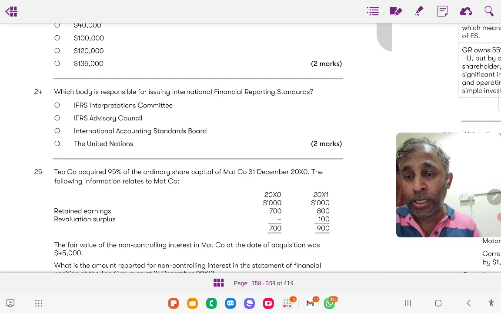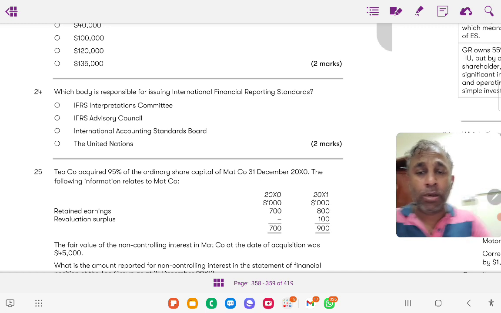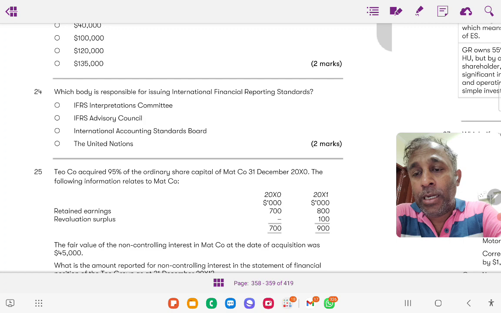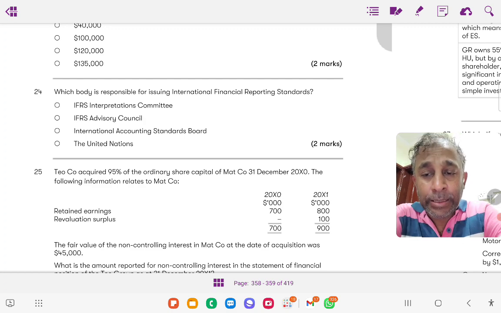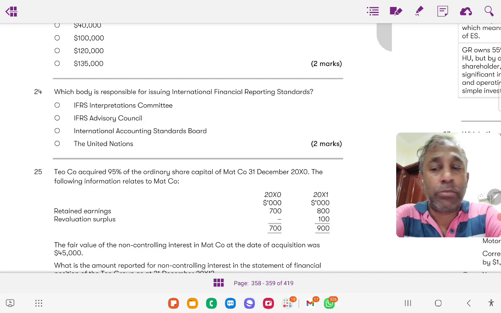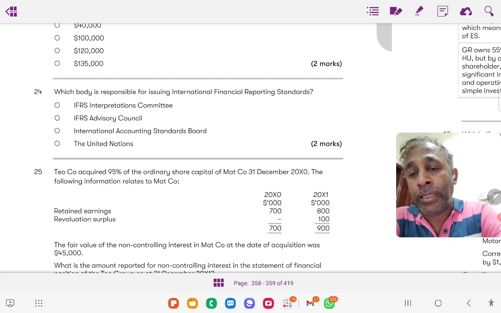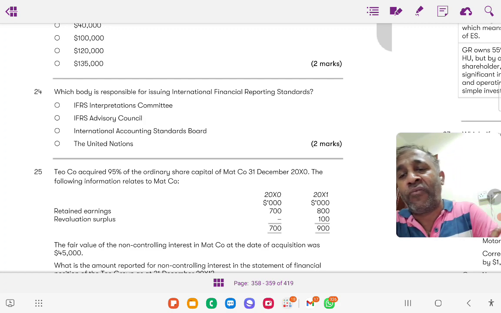Question number 24. Which body is responsible for issuing International Financial Reporting Standards? Straightforward, International Accounting Standards Board. So no other options or alternatives to think about. Straight away you can take answer number 3, IASB in short, or in full, International Accounting Standards Board.